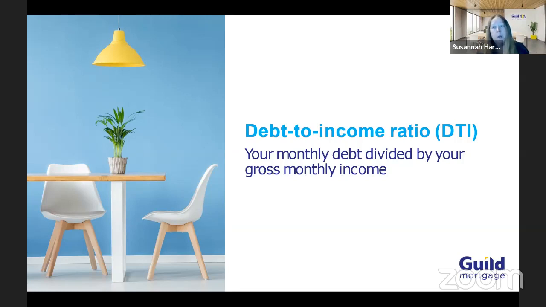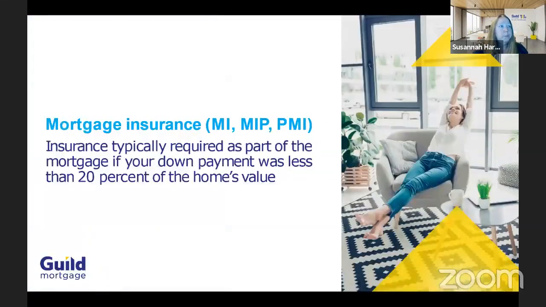Reality, not so much. We usually see something closer to about 45% of your gross monthly income going against your new monthly mortgage payment plus all of your additional debts. So that's a very big term in this business.